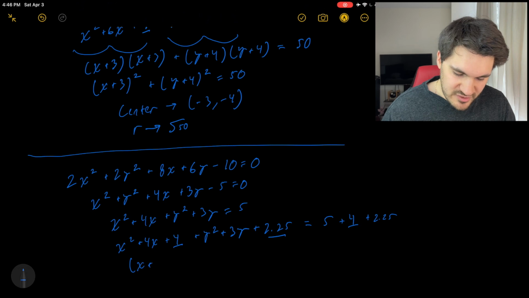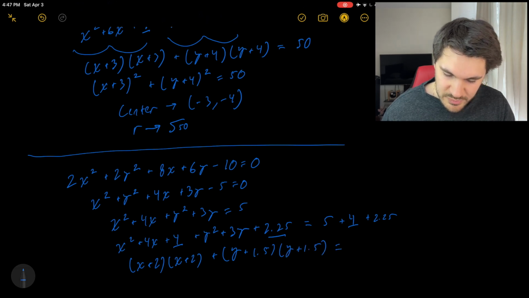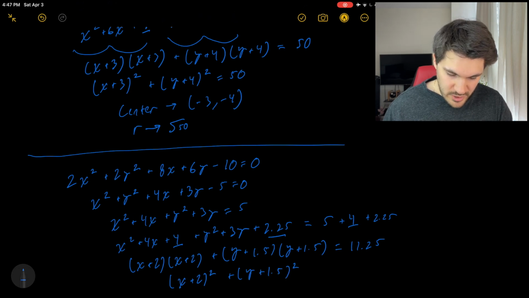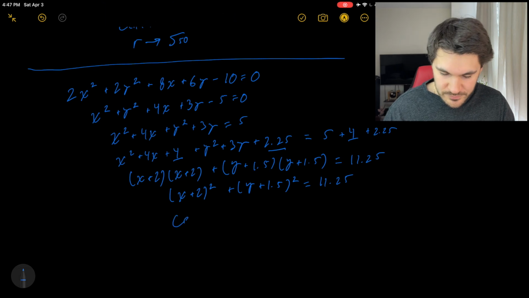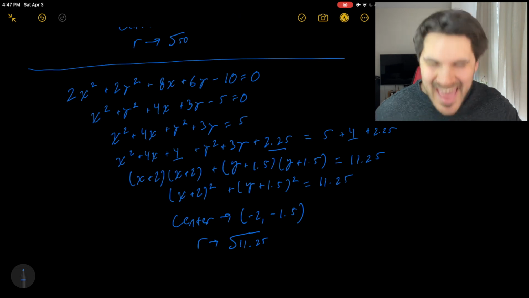This becomes x plus 2 times x plus 2 plus y plus 1.5 times y plus 1.5 equals 9 plus 2.25, 11.25. This becomes x plus 2 squared plus y plus 1.5 squared equals 11.25. So the center is -2 comma -1.5, and the radius is the square root of 11.25. And that's it. That's basically it.